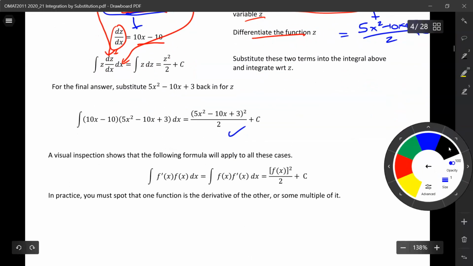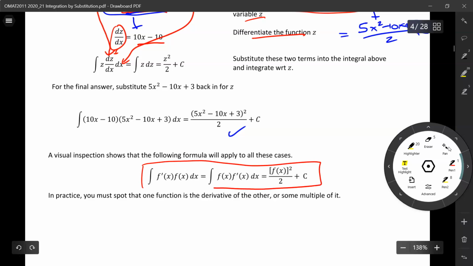And the general rule here then is a visual inspection shows that the following formula will apply to these cases. So if you have a function and its first derivative as a product, the integral will be the function squared divided by 2. So in practice, you must spot that one function is the derivative of the other or some multiple of it.